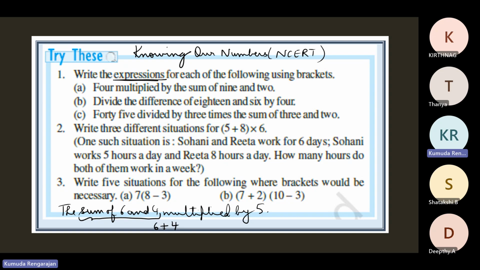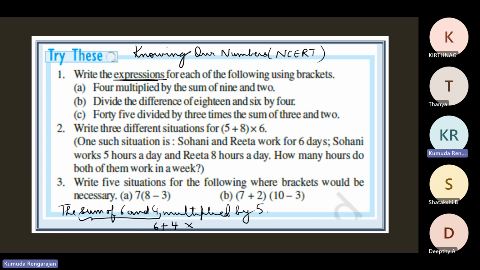So the sum of 6 and 4, meaning 6 plus 4. If it is the difference of 6 and 4, it will be 6 minus 4. So here it is a sum of 6 and 4, so you must say 6 plus 4, and then multiplied by 5.